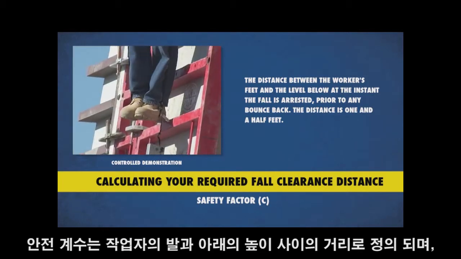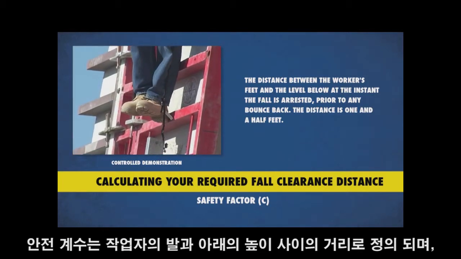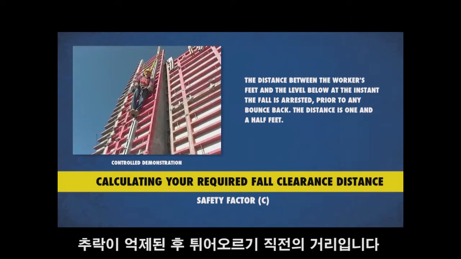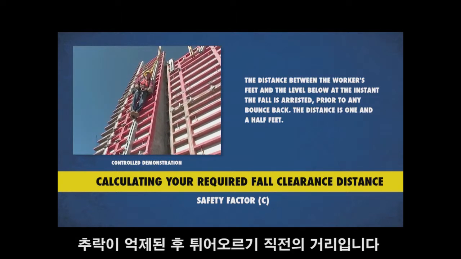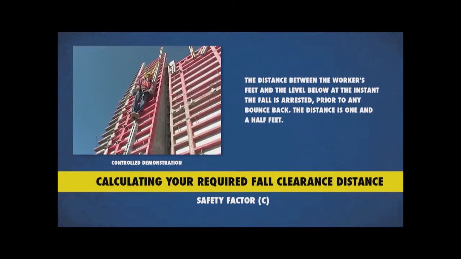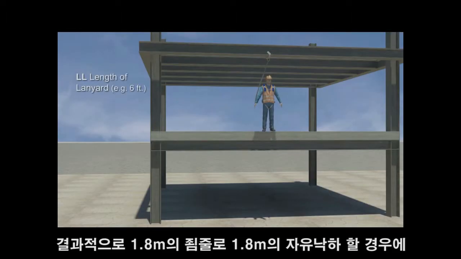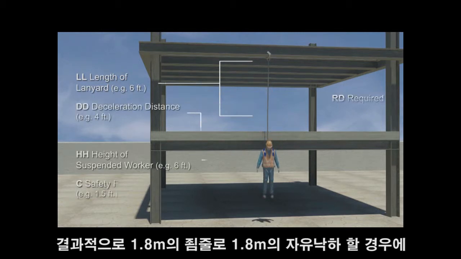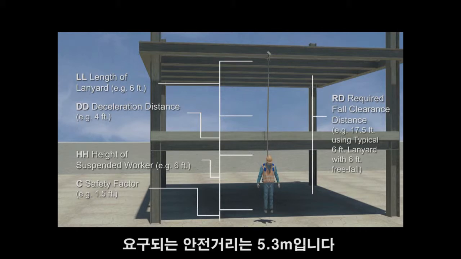OSHA regulations. The safety factor is defined as the distance between the worker's feet and the level below at the instant the fall is arrested, prior to any bounce back. The typical distance is 1.5 feet. So in this demonstration, our required fall clearance distance is 17.5 feet, using a typical 6-foot lanyard with a 6-foot free fall.